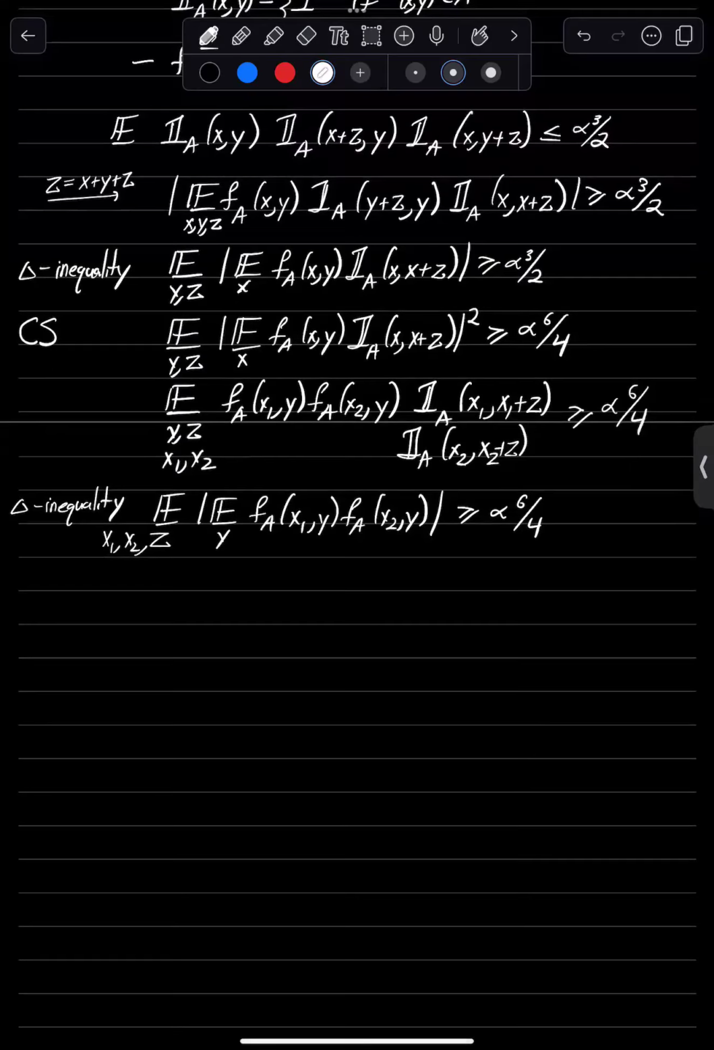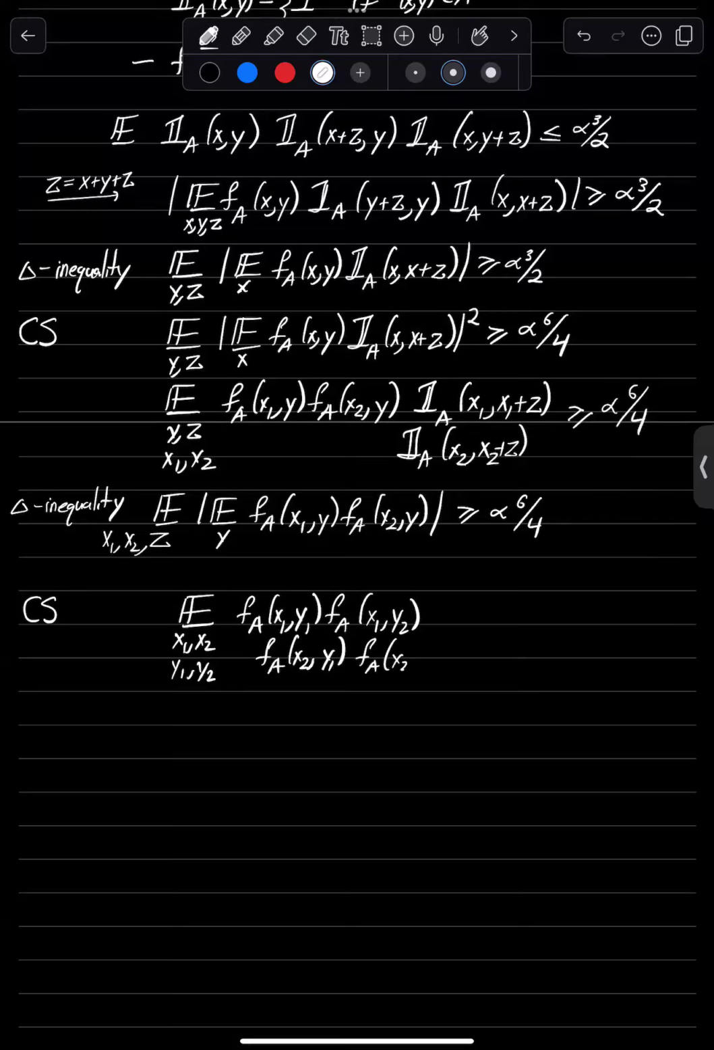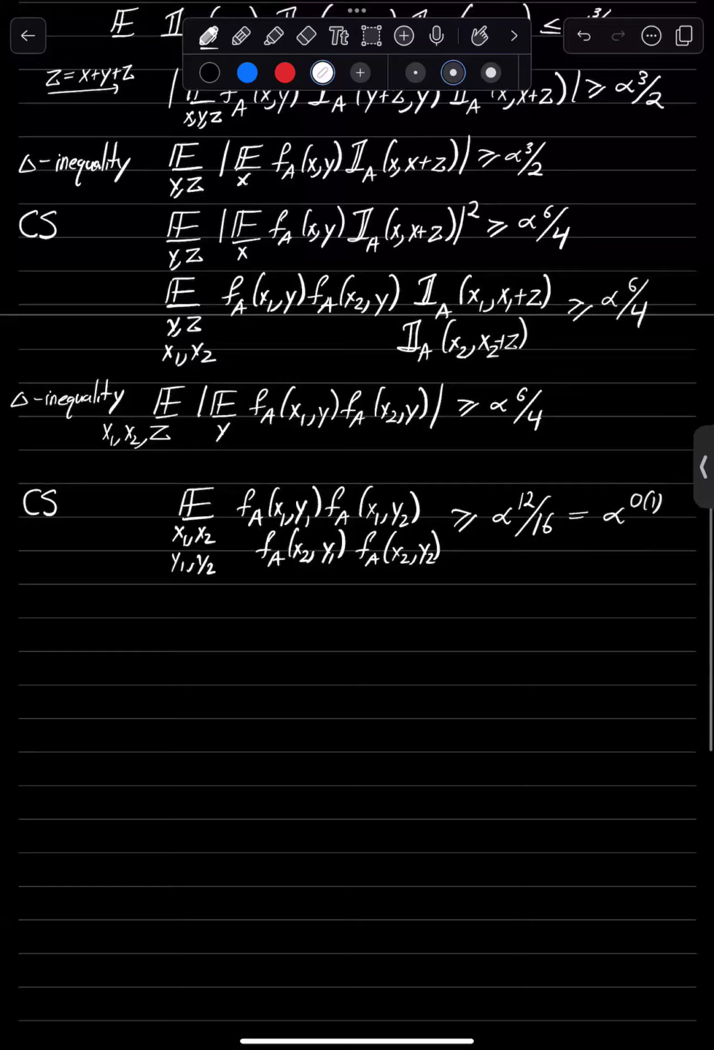And finally, I can apply Cauchy-Schwarz again. I square and then expand it out. And what you get is the average over x1, x2, y1, y2 of f_A(x1,y1) f_A(x1,y2) f_A(x2,y1) f_A(x2,y2). This is bigger than alpha to the 12 over 16. It really doesn't matter what this is. This is just alpha to some power.